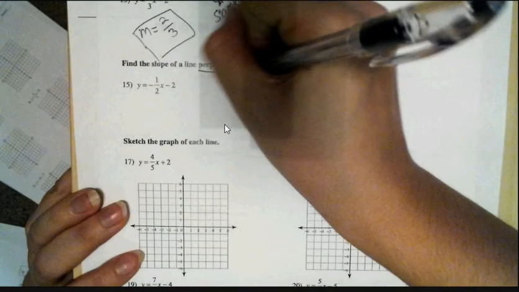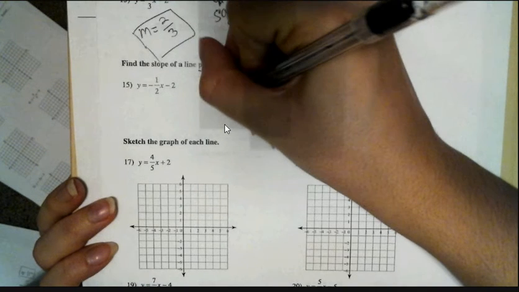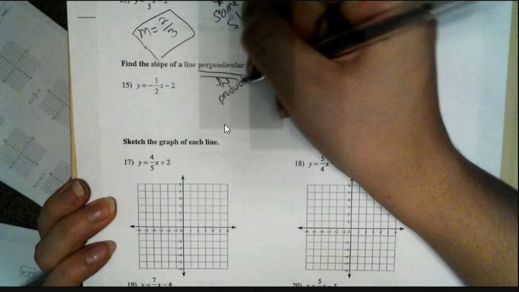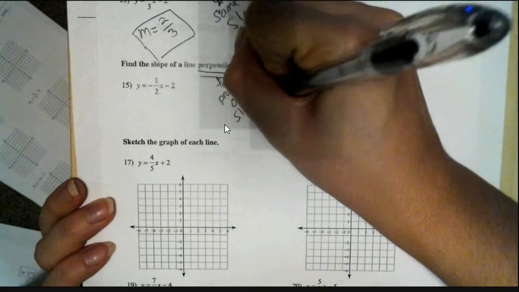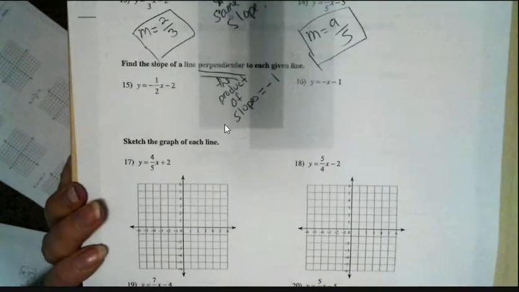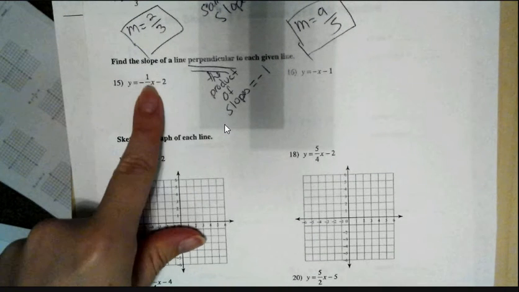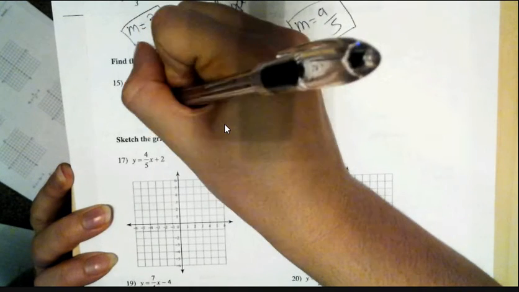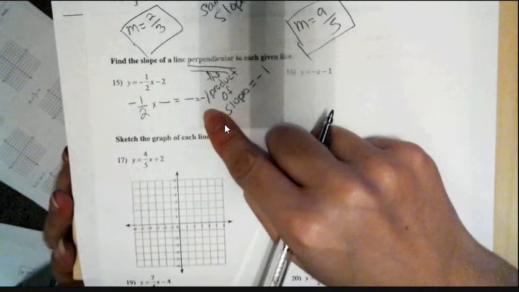Now, perpendicular is a little bit different. For lines that are perpendicular, the product of their slopes equals -1. So, once again, perpendicular, the product of this slope and the other line slope will equal -1. So I need to figure out what number times -1/2 will give me -1.